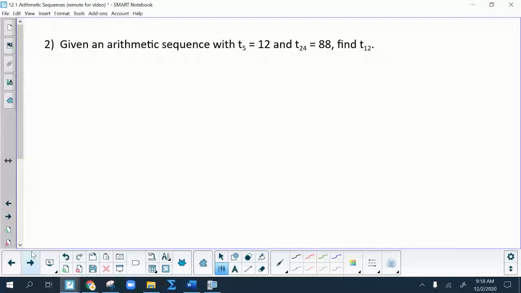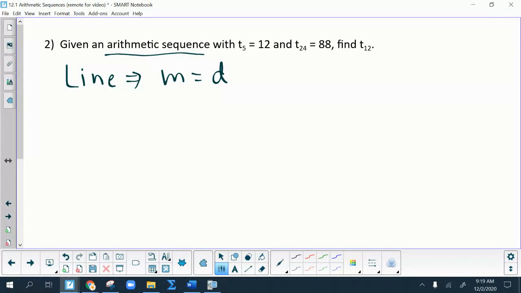All right, next one. So this one says, given an arithmetic sequence with the fifth term, notice we're using t's here, and I used a's before. It doesn't matter, you can use either one. But anyway, we have the fifth term is 12, and the 24th term is 88. But the big piece here is to read that it says it's an arithmetic sequence. So this means that this is a line. And remember, I told you early on that for an arithmetic sequence, when you have a line, the slope is equal to the common difference.